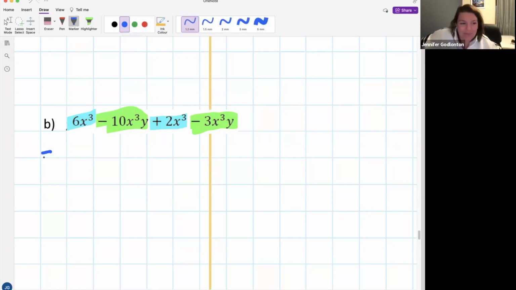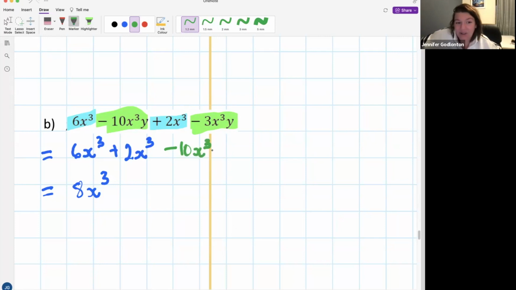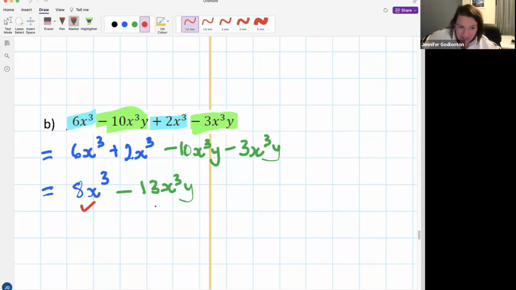Okay. Let's write this out. So we've got 6x cubed plus 2x cubed, and that is going to give us 8x cubed. And then our greens, I've got negative 10x cubed y minus 3x cubed y, and that's going to give us negative 13x cubed y. And I want you to give yourselves 2 marks for getting that if you got that correct.